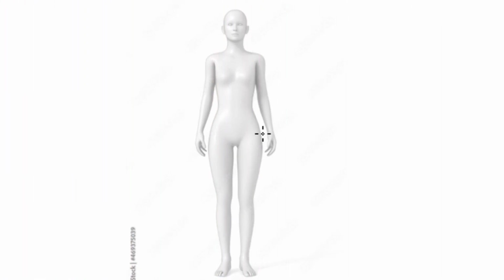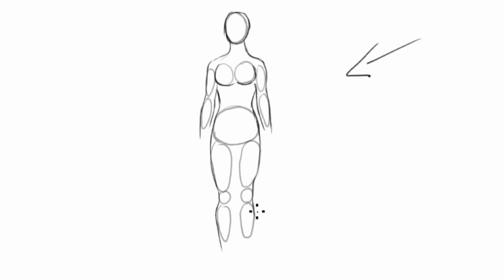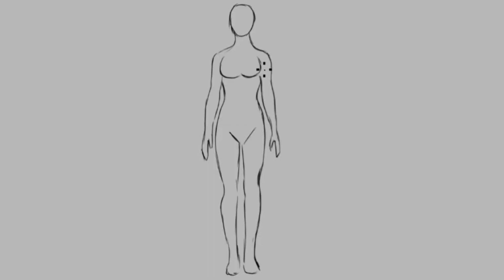Hello. Let's start. As you can see in this figure, there are so many circles and ovals hidden in it. Let's find them out. Now if you connect them, it will give you a basic female body structure. There is another method to draw the female body, let's try that too.